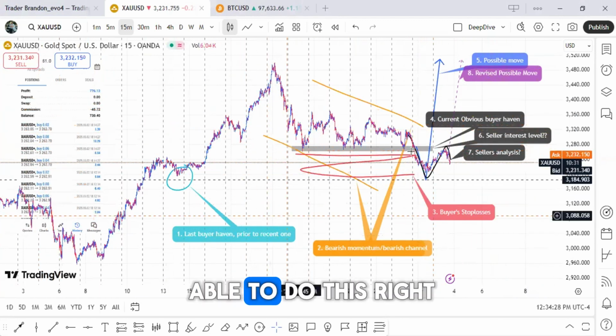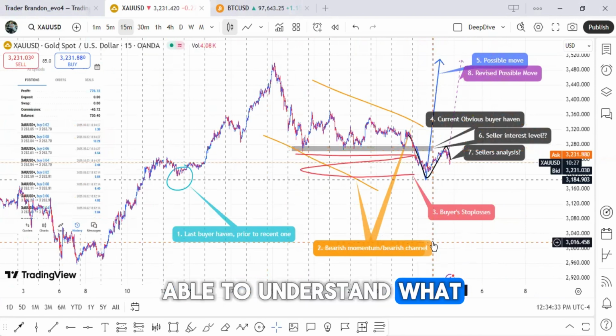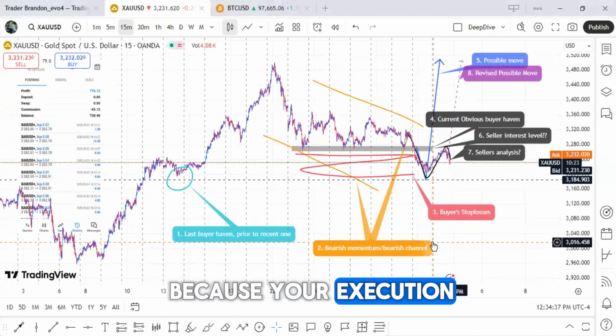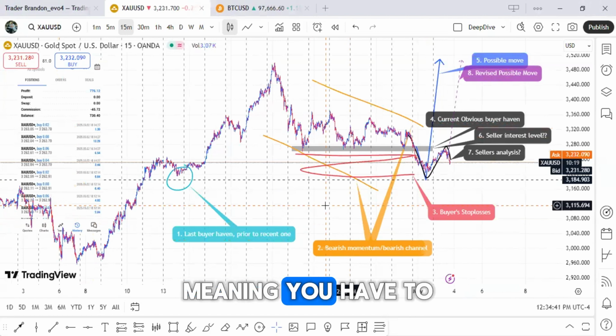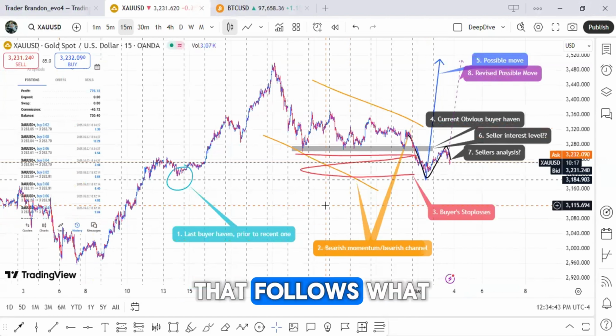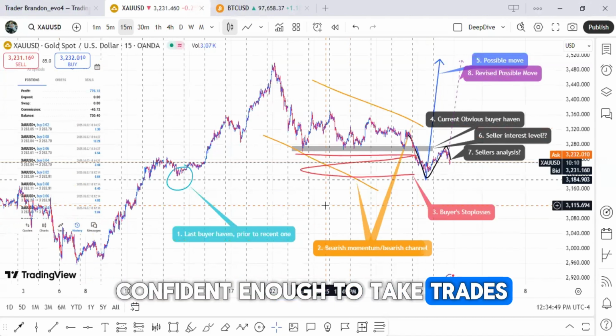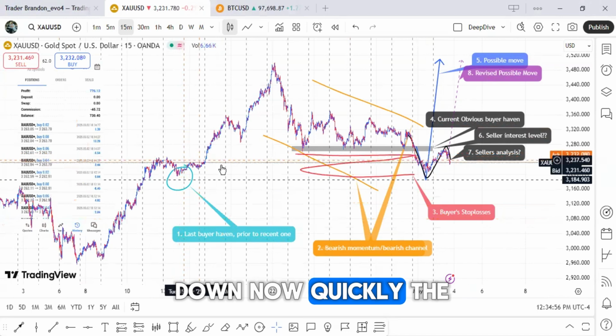So before I go further, I want you to understand that in order to do this, you have to be able to do this, right? You have to be able to understand what the market is attempting to do, right? Because your execution, which is this, has to follow your analysis, meaning you have to execute in a way that follows what you think is going to happen. You're not going to be confident enough to take trades if you don't understand what is likely to occur, right?